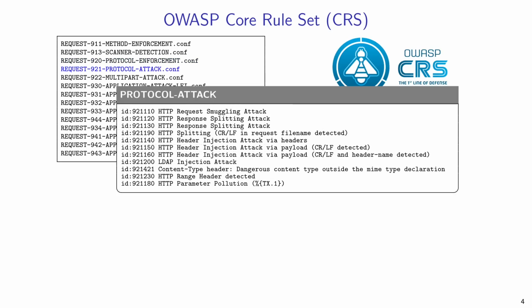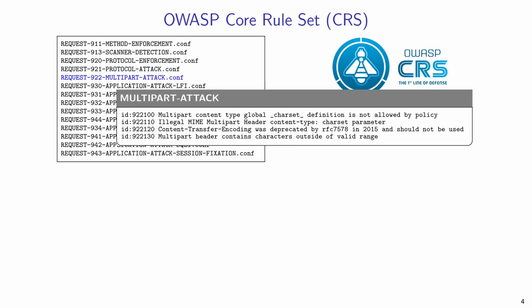Protocol attack rules attempt to detect header injection attacks by looking for line breaks in request headers. They also identify HTTP parameter pollution by checking for duplicate request parameters. Multi-part attack rules detect malformed and malicious requests in multi-part form submissions.